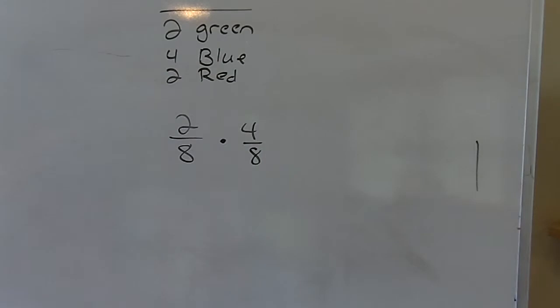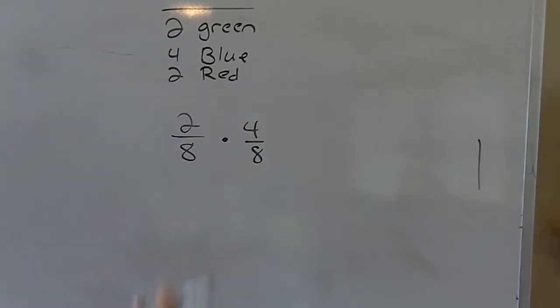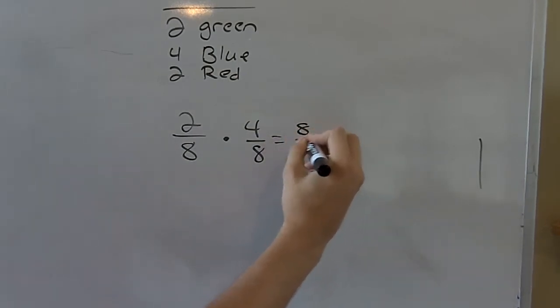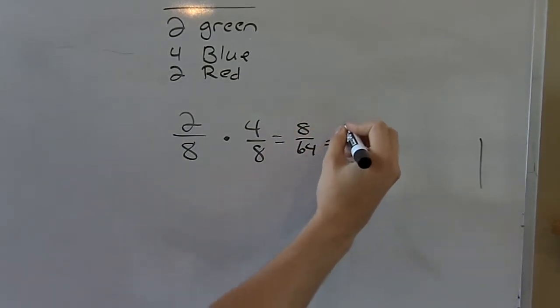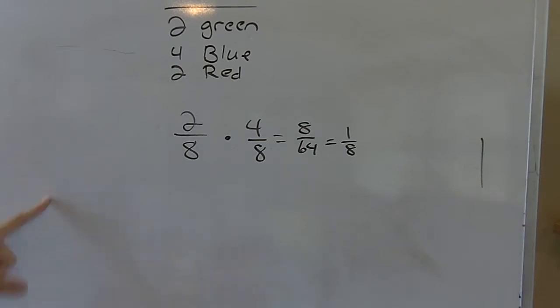And I would then multiply the 2 probabilities together for an 8 out of 64 chance or a 1 in 8 chance of pulling a green and a blue. Not a green then a blue, but a green and a blue. So why does that work? Why is it I can just multiply those 2 probabilities together? Why does that make sense?